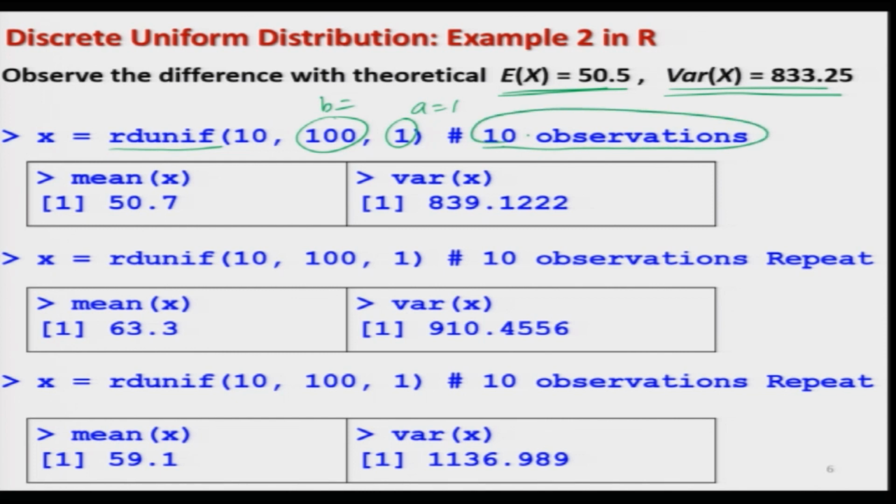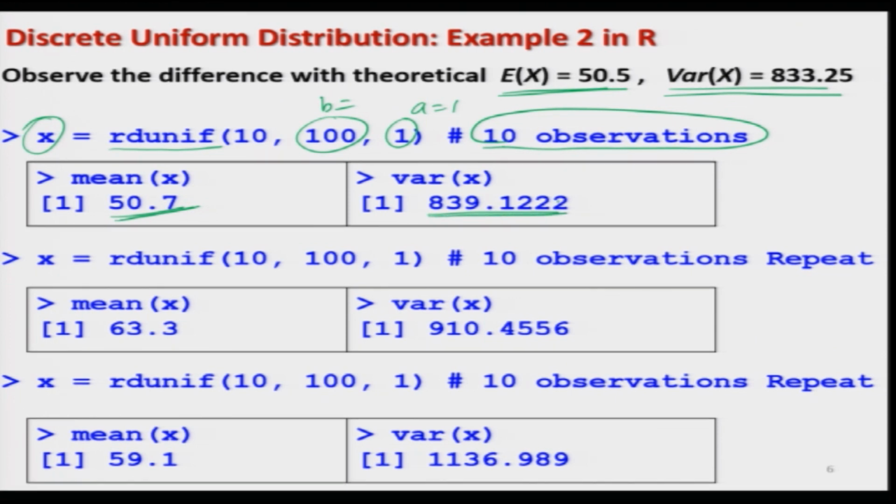So, I generate these 10 observations, and then I find the mean of those observations. What are those numbers? I am not bothered about them, but I simply want to generate that sample, and I am finding the mean and variance of those values which are generated and stored under this data vector x. So, once I do it, I get here a value of 50.7 for the mean and 839.1222 for the variance.